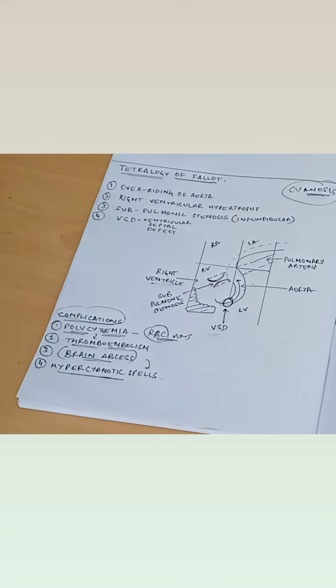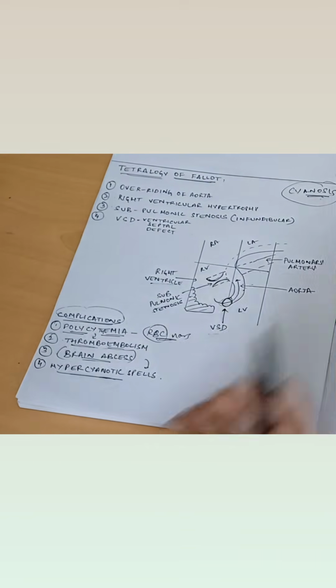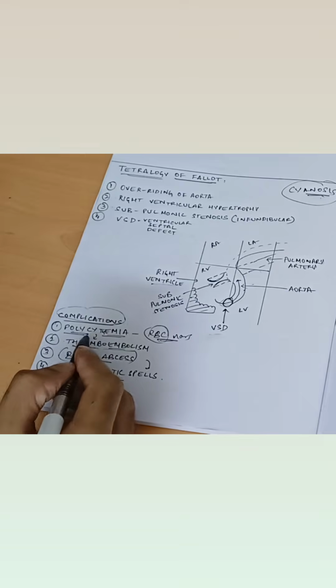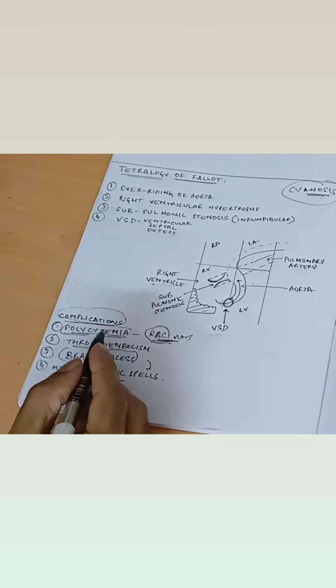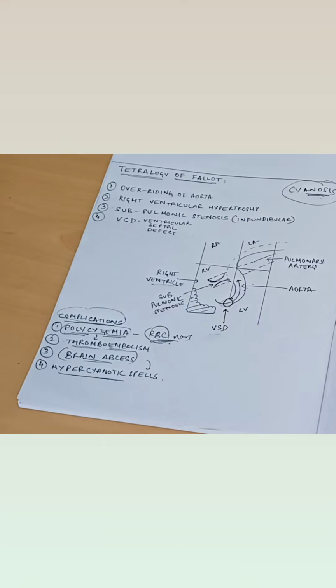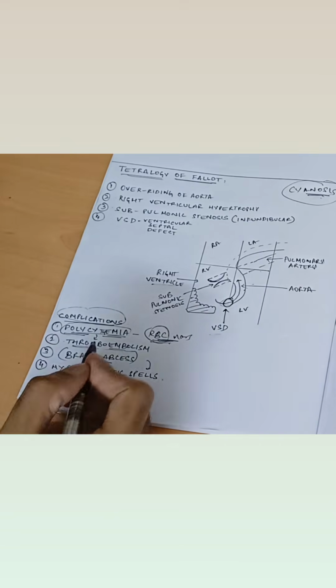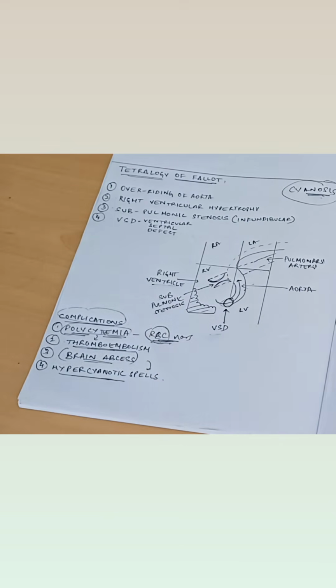And let's try to understand what these are. First, there is hypoxia, right? If there is cyanosis, then there is hypoxia. So if there is hypoxia, there will be an increase in RBC mass as compensation, and that is called polycythemia. If there is polycythemia, that is going to increase the viscosity of the blood, which means it is going to have increased risk of thromboembolism.